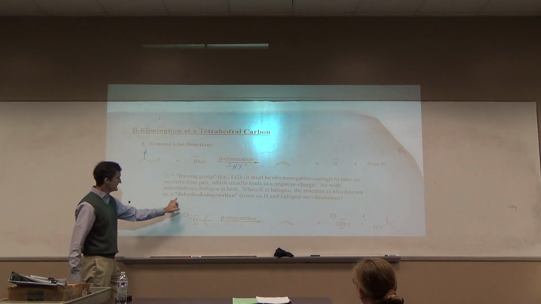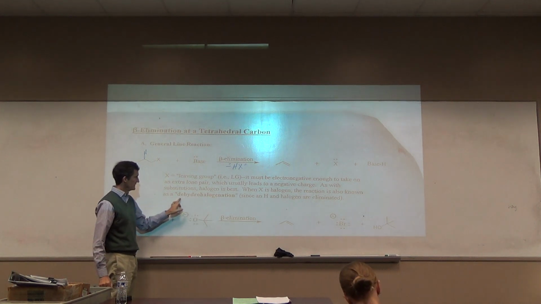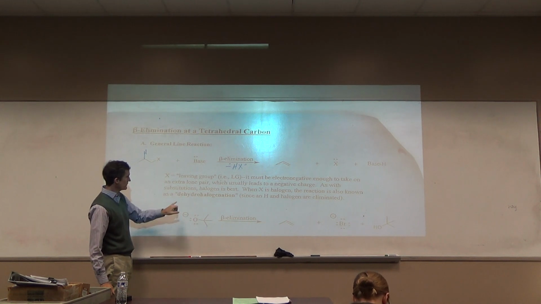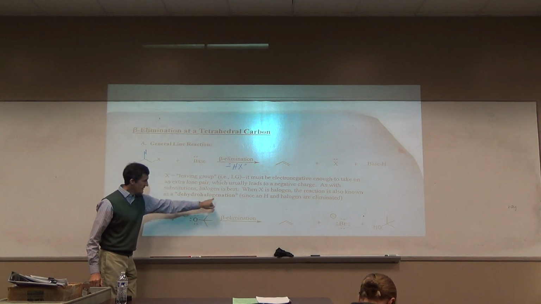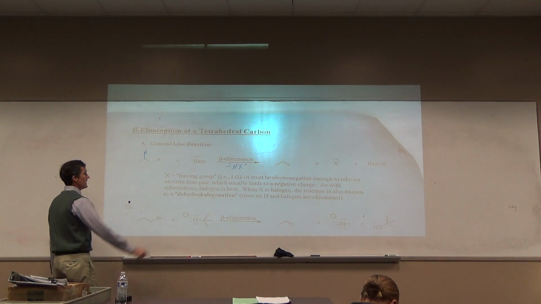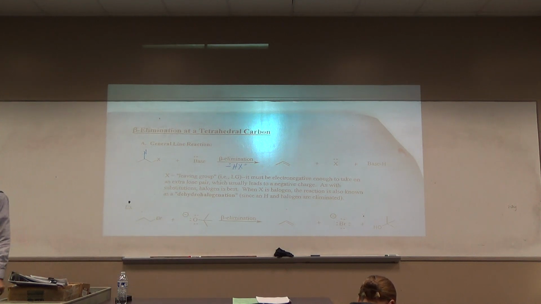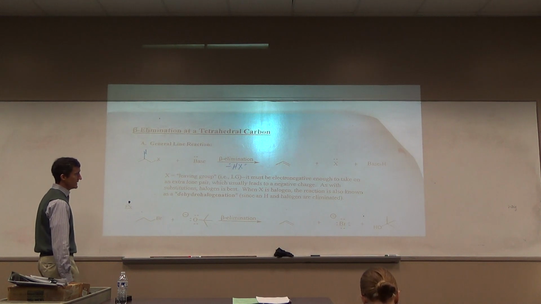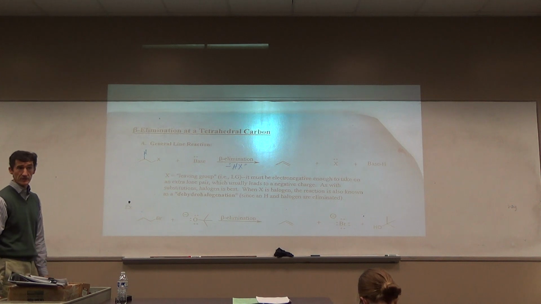This can also be called dehydrohalogenation, because what are we removing? We're removing a hydrogen and a halogen, assuming the leaving group is a halogen. Now, if the leaving group is something else, then it's not a dehydrohalogenation. It's something else. Because you can have leaving groups other than halogen, right?